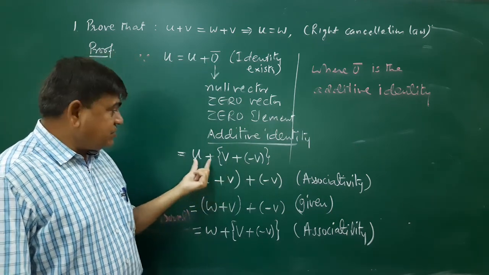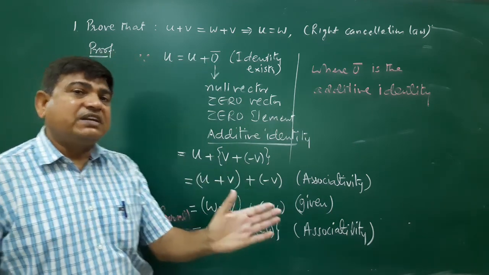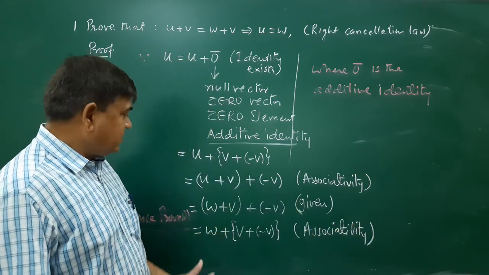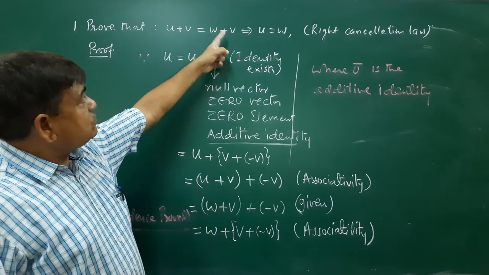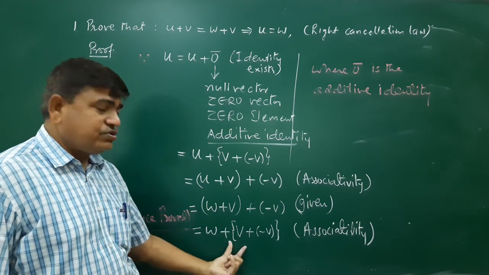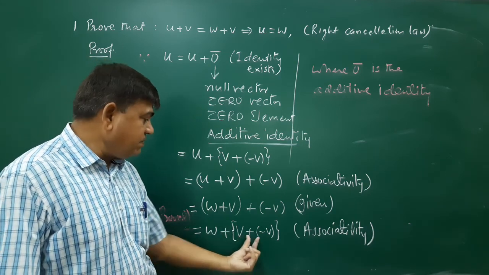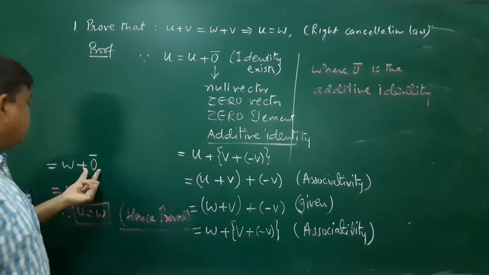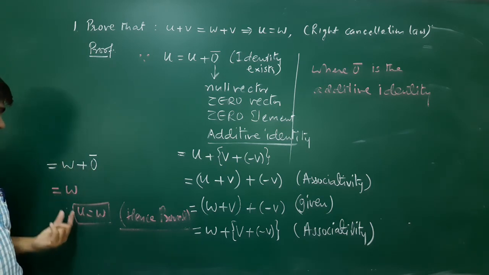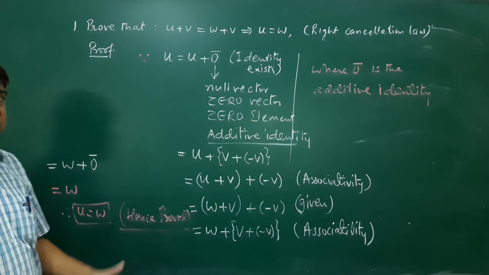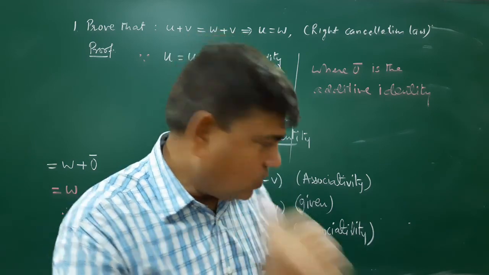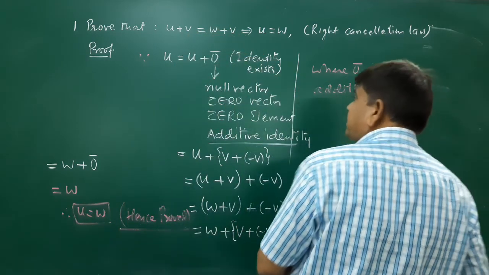Then we have applied the associative law. You can say alpha plus beta plus gamma is alpha plus beta plus gamma. So it is that type of rule. U plus V equals W plus V, this is given to us, so this is used here. Again the associative law is used. Then V plus minus V, that is the identity element, and identity element plus the element, whatever it is, the answer is the element itself. So it is U equals W. Similar way you can prove the left cancellation law. Okay. We come to the next property.